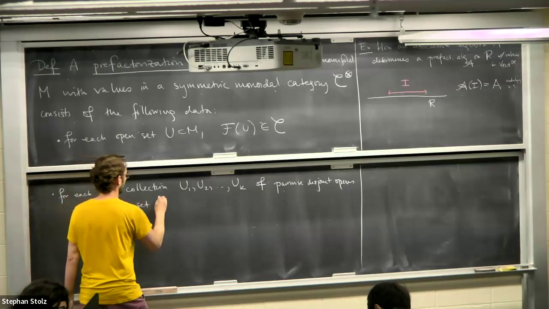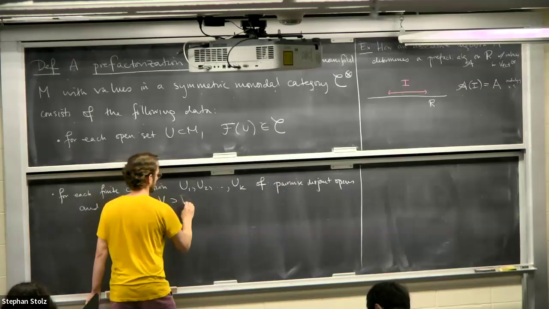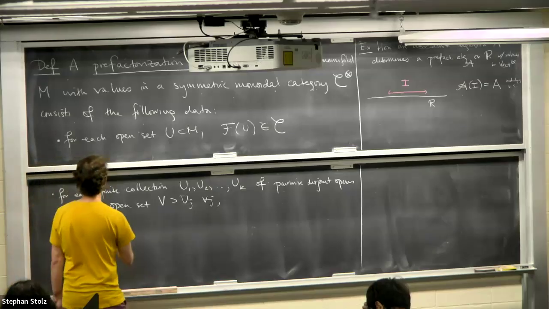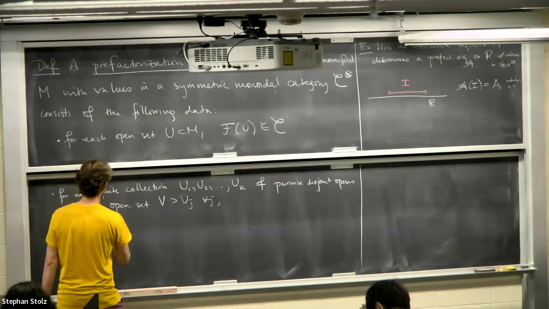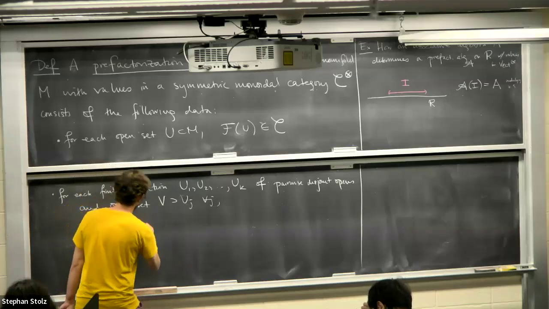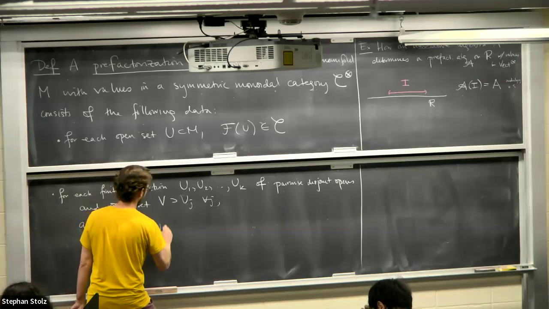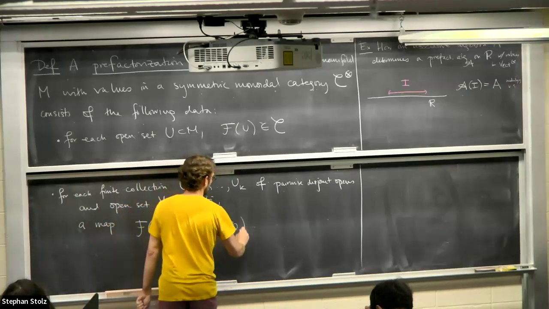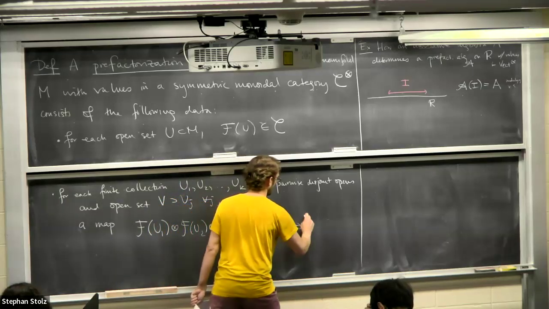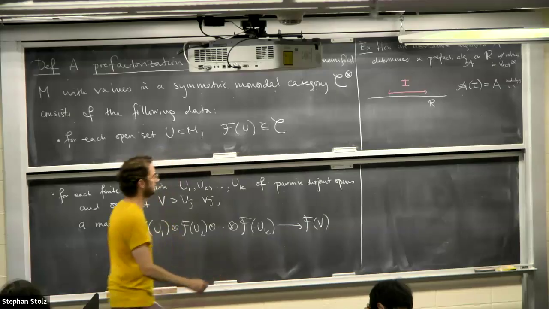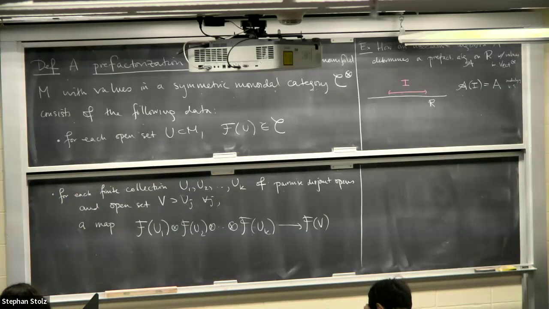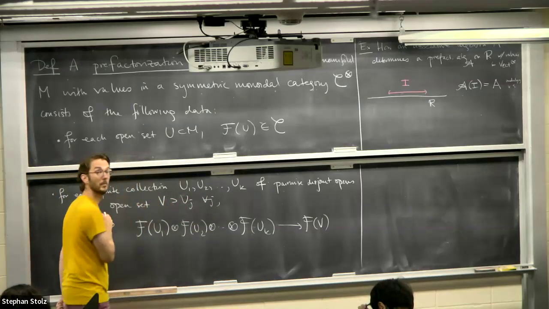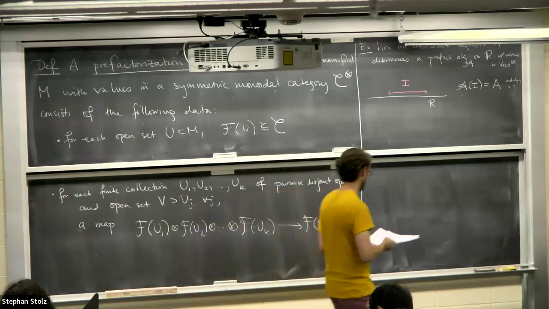An open set V containing U_j for all j. Okay. Map f(U1) tensor f(U2) ... tensor f(UK) to f(V). So if you want, there's some way of kind of multiplying things that sit on each of these opens to get something that sits on the big open. So let's do that over here.